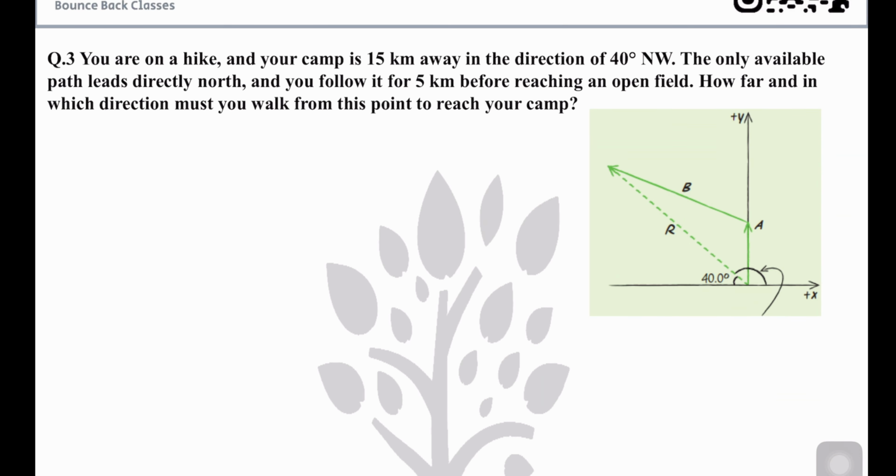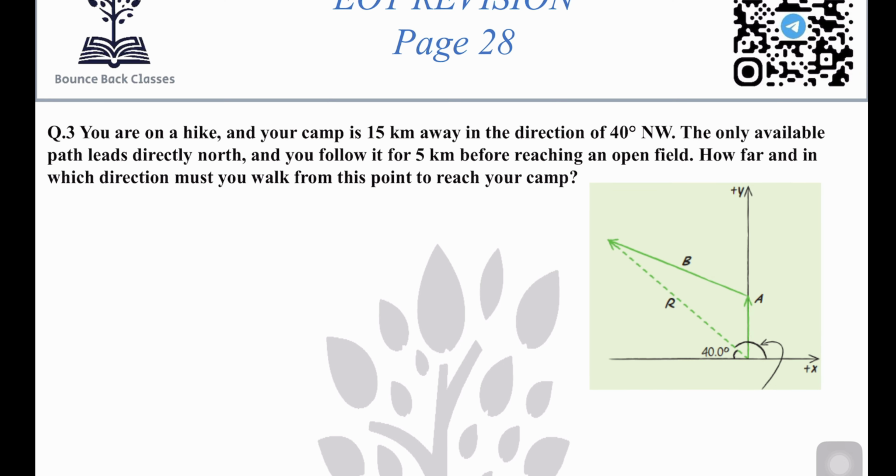This is something very, very interesting, and I'm expecting that you will get this question in your exam. So be very, very conscious. You are on a hike and your camp is 15 kilometer away, in the direction of angle 40 degree. First thing, here is 40 degree. So what is the remaining angle? Can I say 180 minus 40, which equals 140 degree?